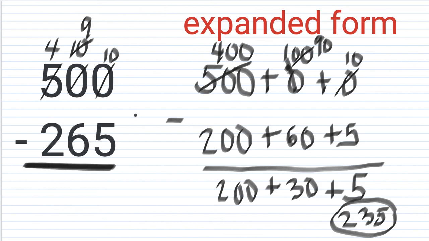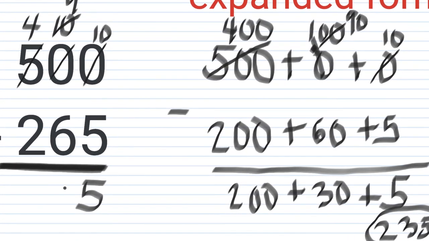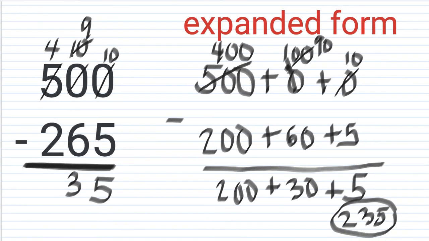Okay, so you can subtract now. 10 minus 5, that gives us 5. 9 minus 6, that gives us 3. And 4 minus 2, that gives us 2. And the answer is 235, or the difference is 235.